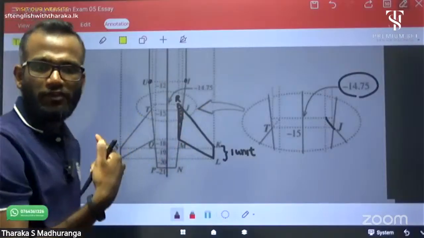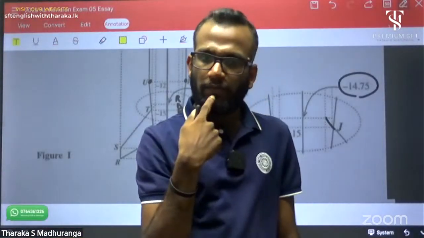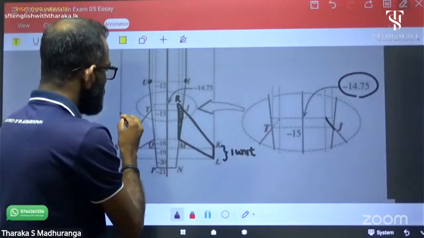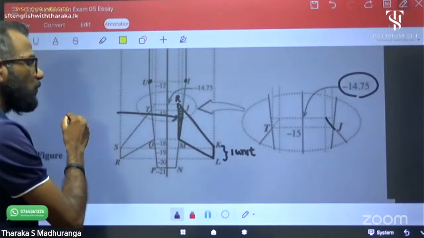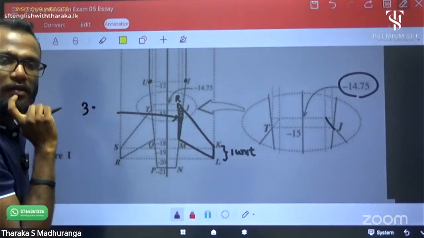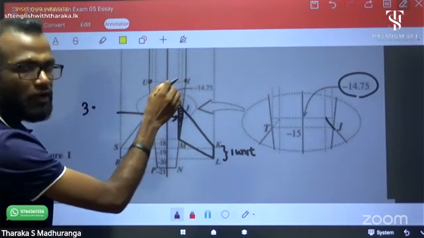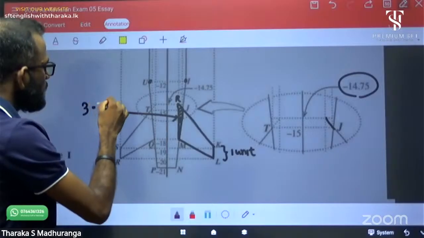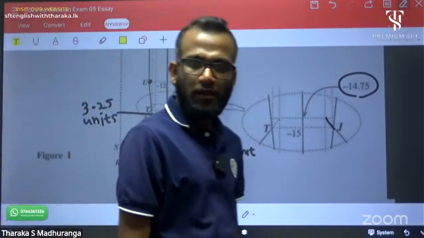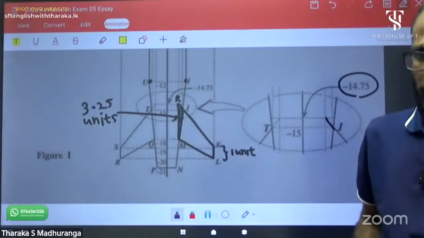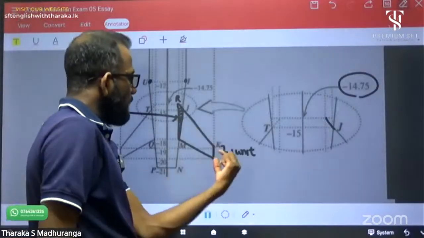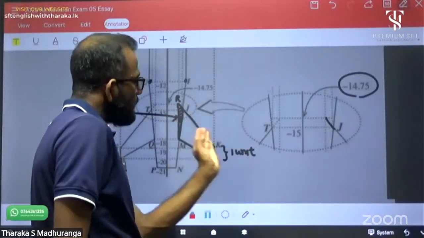Then you can find the MR distance. 18 minus 14.75. What's the value? 3.25 units. Yeah, correct. 3.25 units. Okay. Now the two parallel sides. Get the perpendicular height.